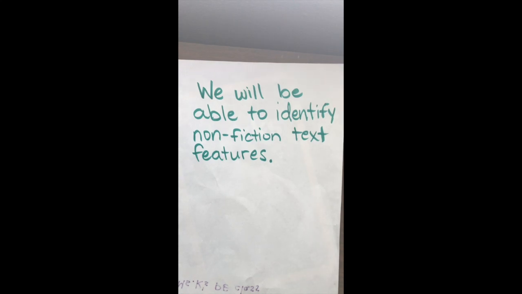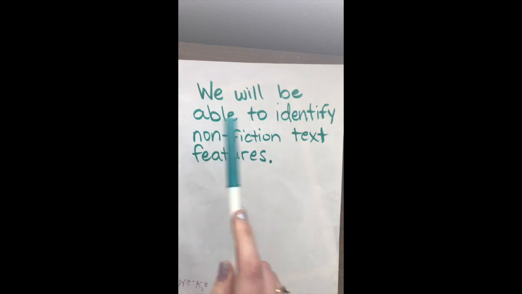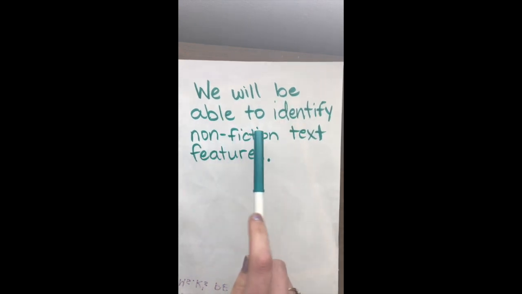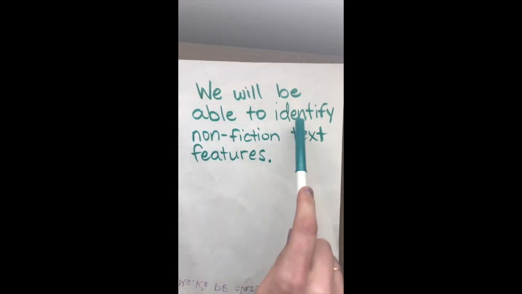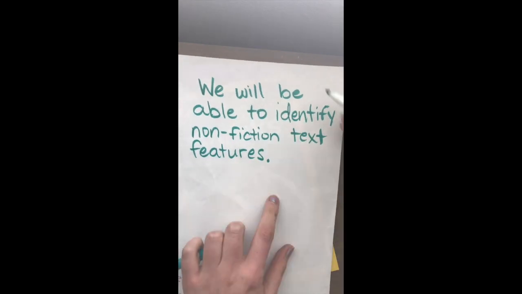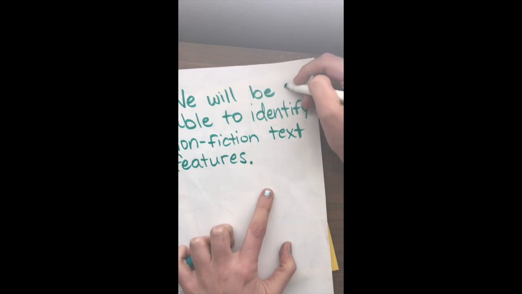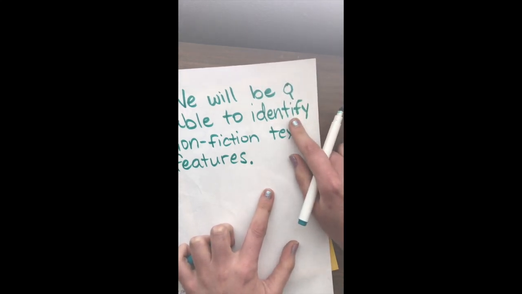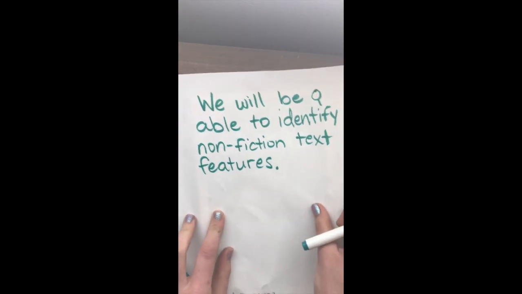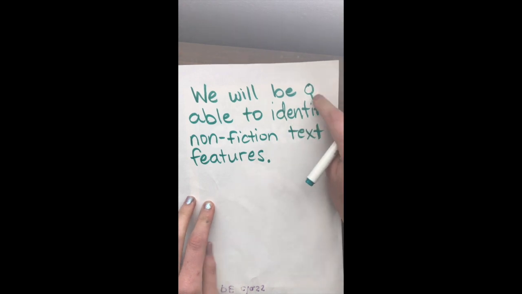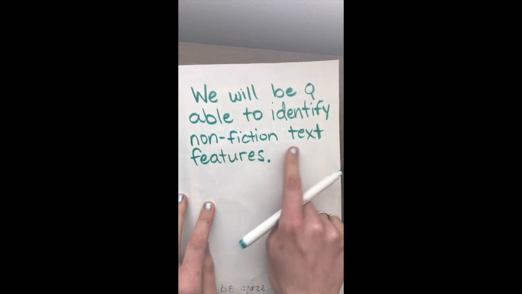Friends, today our reading objective is: we will be able to identify nonfiction text features. So, identify. I want you to think of a magnifying glass. Because when we identify, we look for something specific. So we will be able to identify, or look for, nonfiction text features.